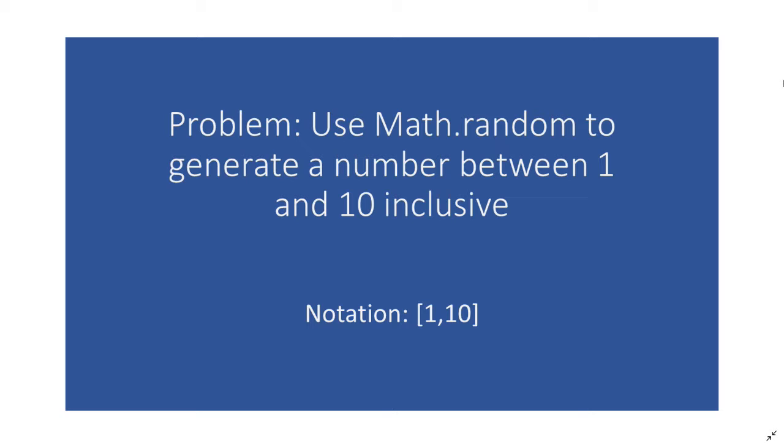And in more formal mathematical notation, those are shown by the square brackets. So square bracket 1 and then all through 10 square bracket. If you saw parenthesis, that would mean not including, up to but not including. So go ahead and try this on your own. See if you can write a line of Java code that can generate a random number between 1 and 10.